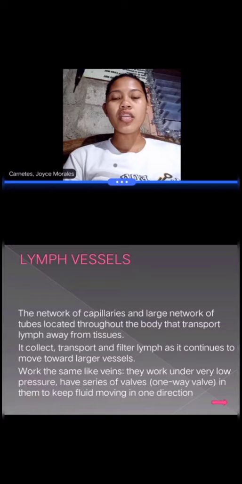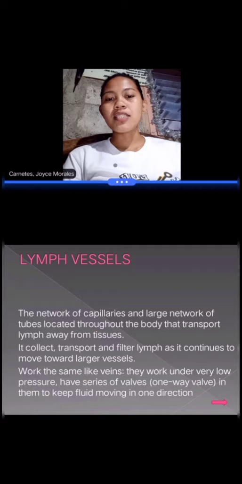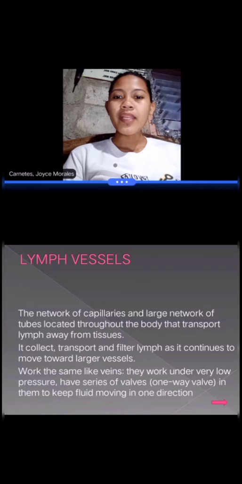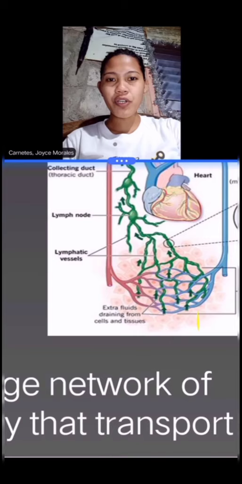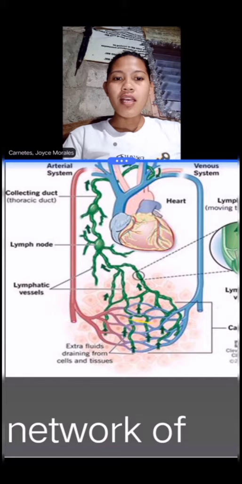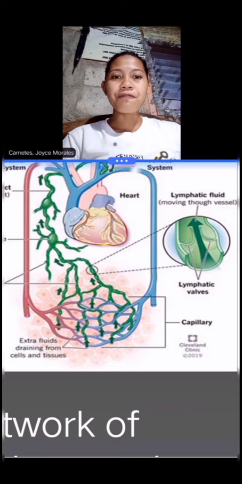It works the same as veins. They work under very low pressure and have a series of valves, or one-way valves, in them to keep fluid moving in one direction. As we zoom in on this picture, the green color is what we call the lymphatic vessels. And here, it has a lymphatic valve, or a one-way valve, wherein the lymph moves freely through the vessels.